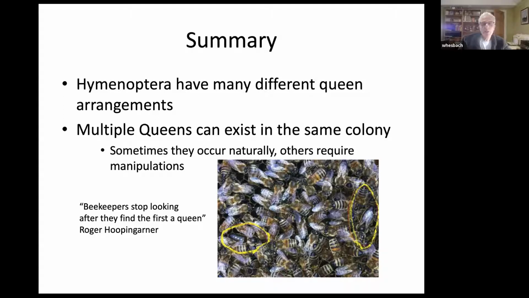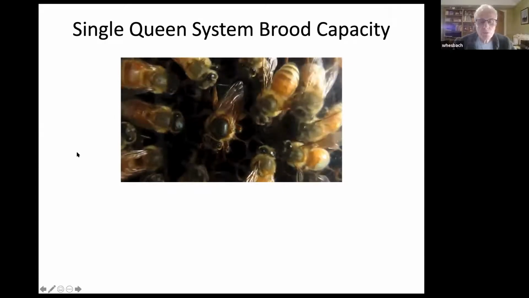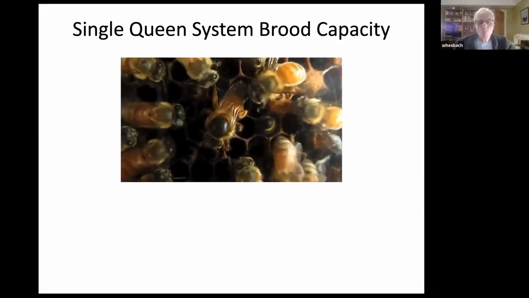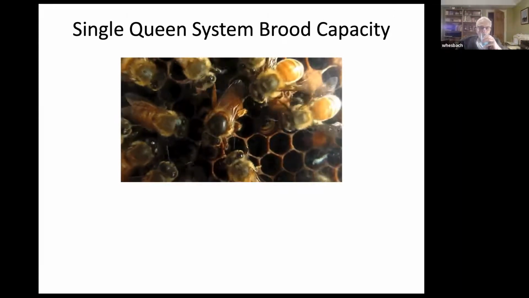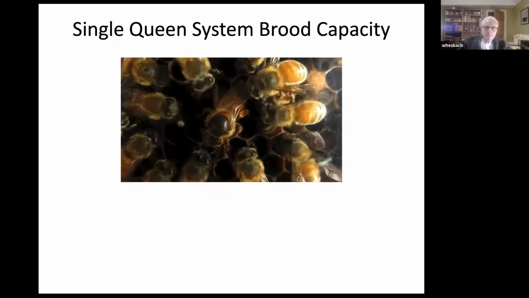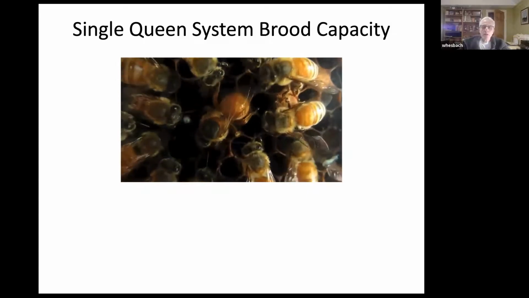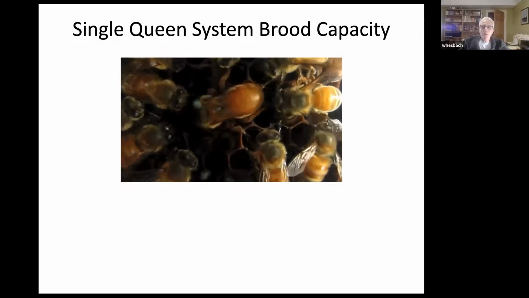All right, so before we get into that, let's look a little bit at a single queen colony and the brood capacity of that. So let's take a look at this queen here, and she's laying eggs now. All right, so I'll ask a couple questions about this one. So here she is, laying eggs. She's got her abdomen in a cell right now. Notice the retinue around her, licking her, carrying her pheromone to all other parts of the colony. She gets out of that.